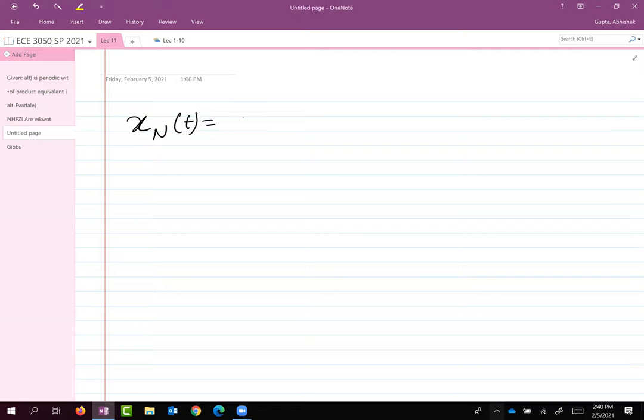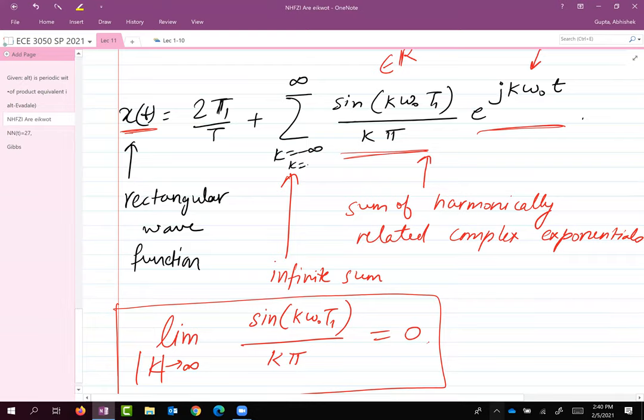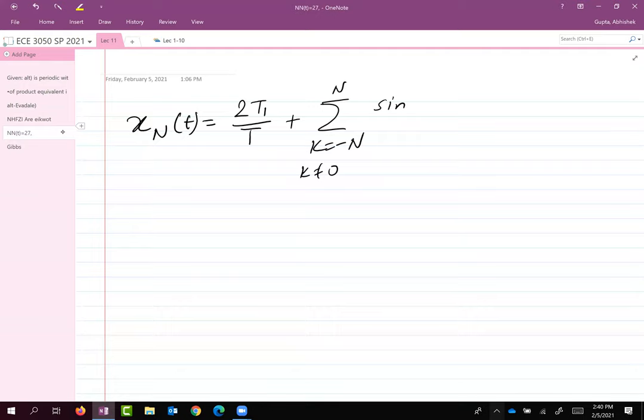I do this approximation x_N(t), which is 2 t1 over T plus the sum from k equals minus N to plus N, k not equal to 0, of sin(k omega naught t1) over k pi, times e raised to j k omega naught t. Okay, so I'm just truncating the entire Fourier series at capital N.